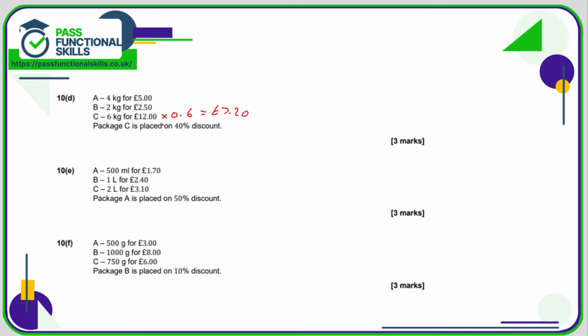What I'm going to do is work out the price for 2 kilos, because all of these are multiples of 2. So if 4 kilos is £5, then 2 kilos is going to work out at £2.50. 2 kilos is £2.50. If 6 kilos is £7.20, then 2 kilos is going to be 1/3 of this price, and £7.20 divided by 3 comes to a total of £2.40. So we can clearly see that package C is the best value for money there.